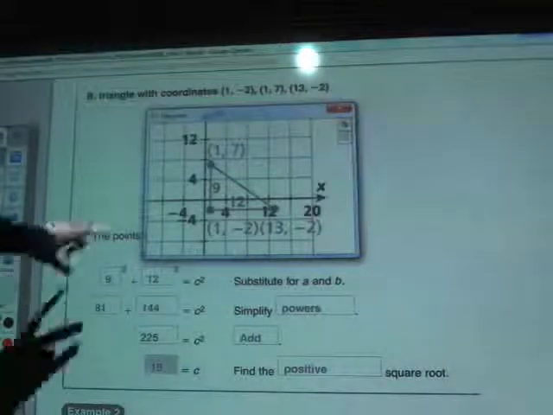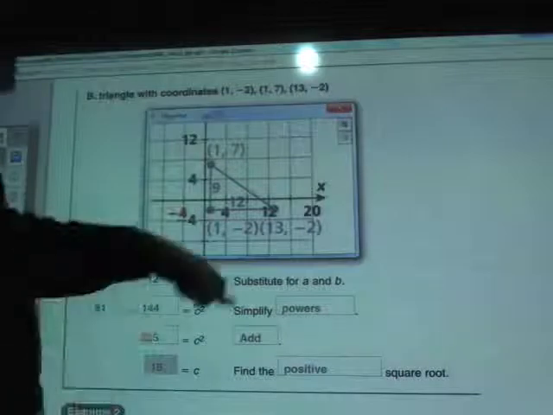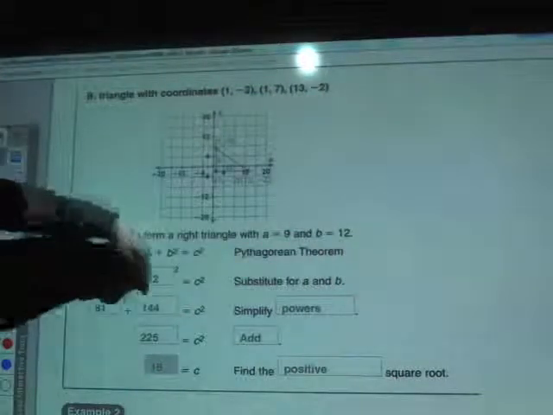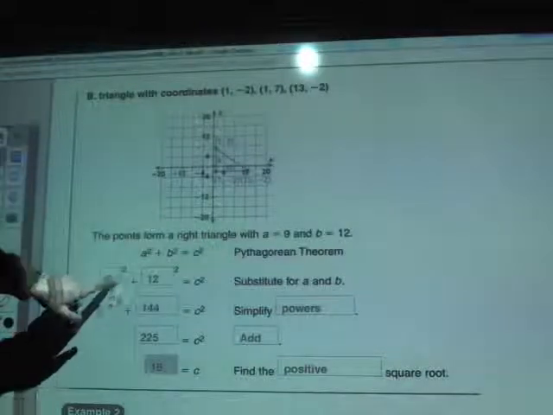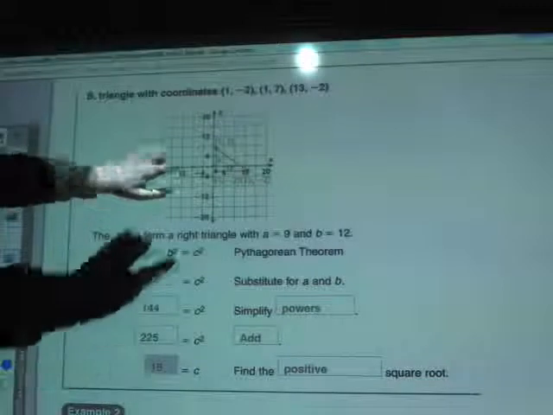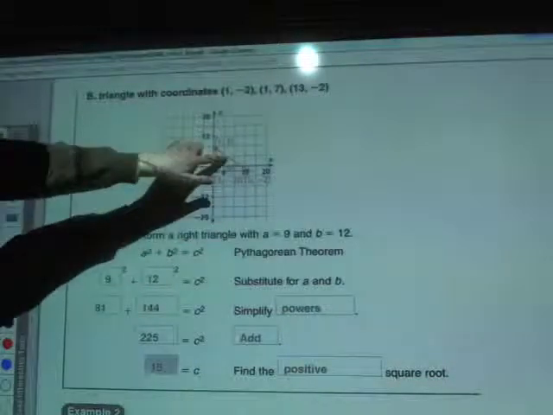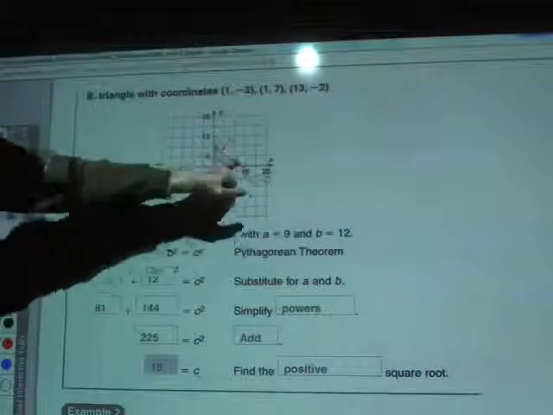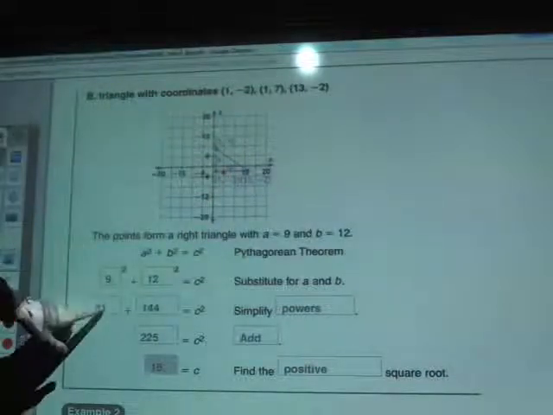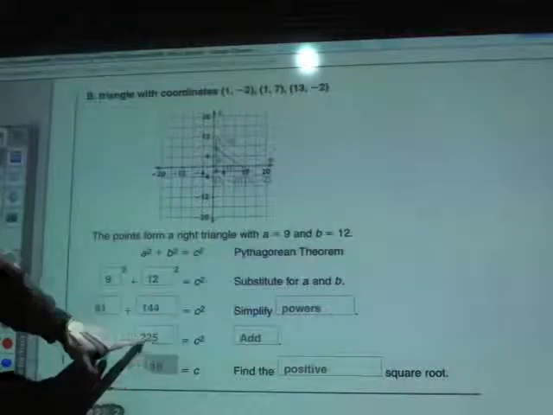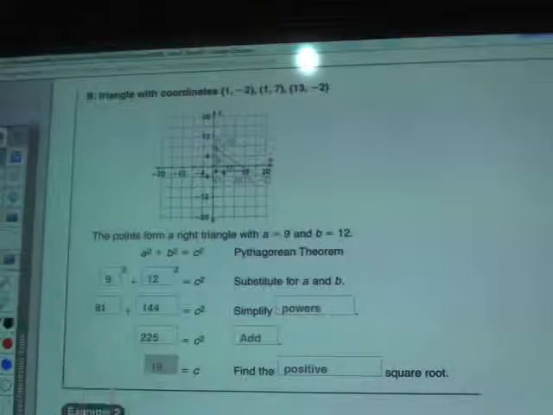Since we figured out the 2 legs here, 9 and 12, we're going to plug that into my formula. Again, the formula says if I take the lengths of the legs and square them, 9 squared and 12 squared, that's going to be the same as my hypotenuse squared. The hypotenuse, again, is the one I don't know. Again, it's the one that doesn't make the right angle. That's how I know this is the hypotenuse. So 81 and 144 is the same as the hypotenuse squared, or 225 is the same as the hypotenuse squared.